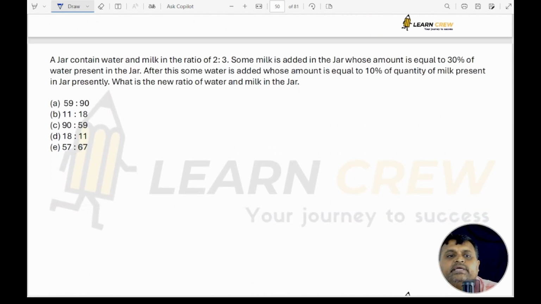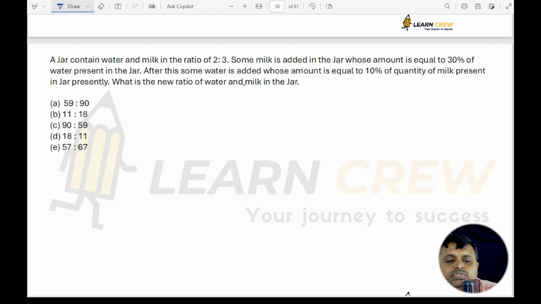Now next question. A jar contains water and milk in the ratio 2:3. Some milk is added in the jar whose amount is equal to 30% of water present in the jar. After this, some water is added whose amount is equal to 10% of the quantity of milk present in the jar presently. What is the new ratio of milk and water in the jar?